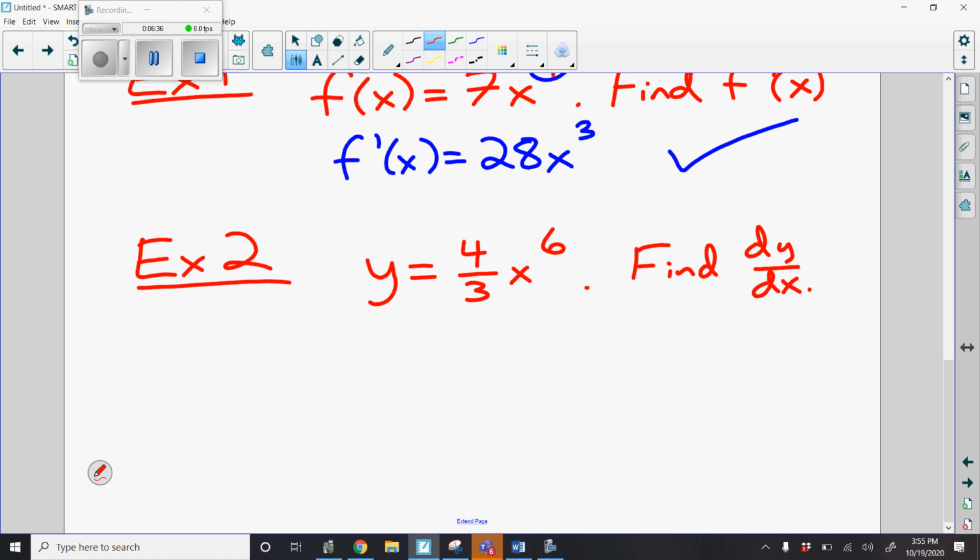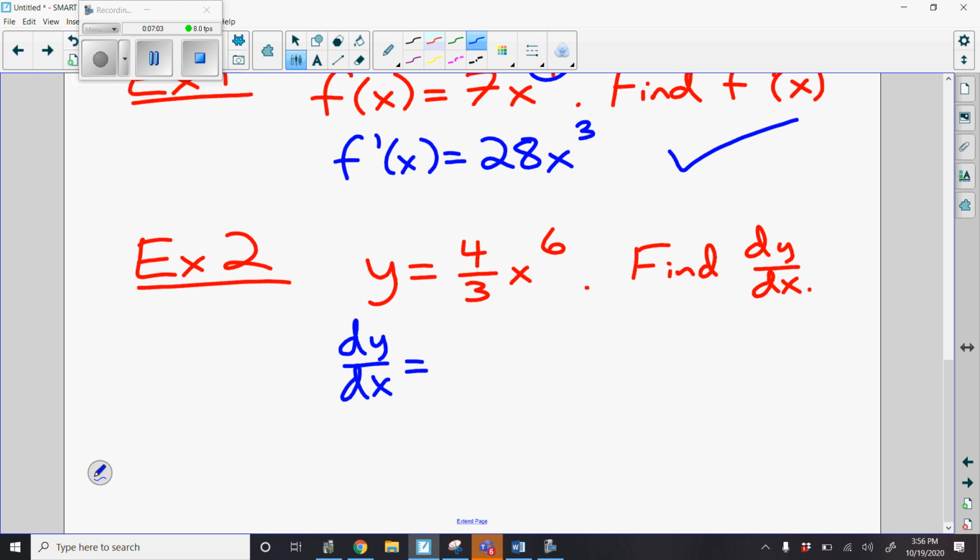We can see here I'm using that other notation, dy dx, because I wrote the original equation as in terms of y equals 4/3 x to the 6th power. So again, all I have to do here is multiply the power by the coefficient and reduce the power by 1. So using this new notation, everything is basically exactly the same. But instead of writing f prime, I'm writing dy dx.